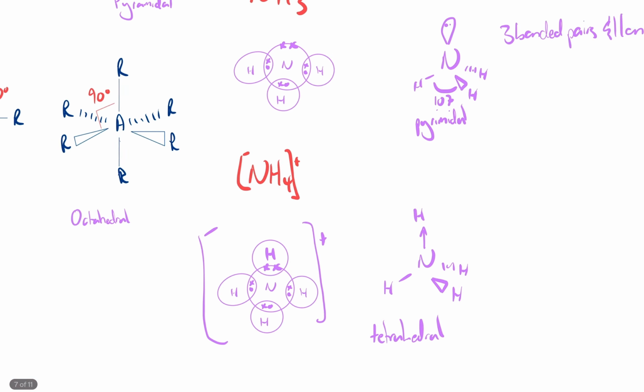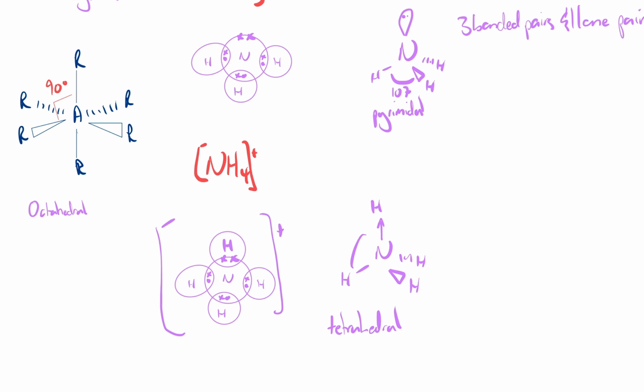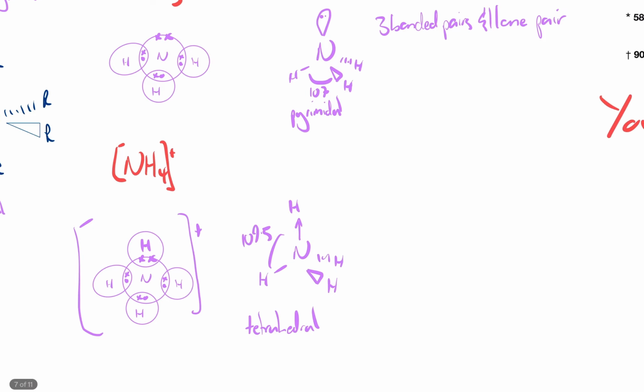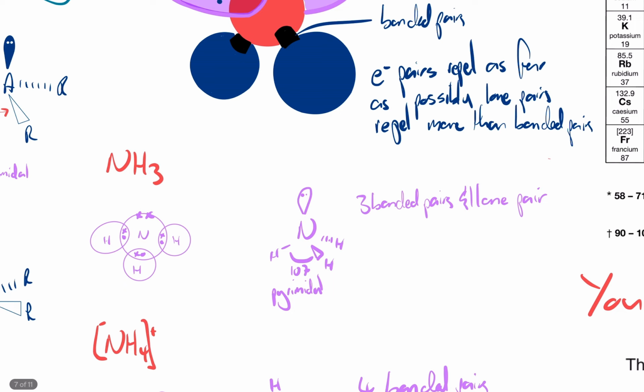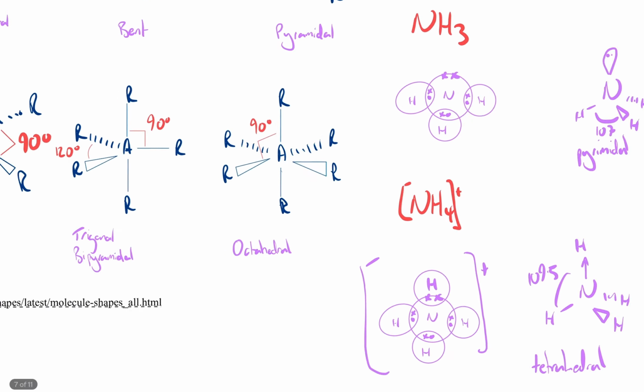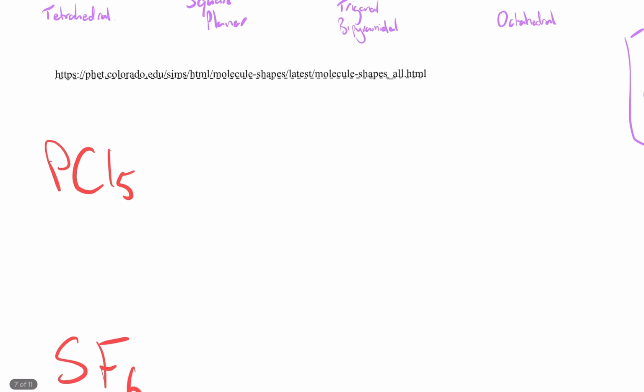And we've got a bond angle of 109.5. And again, this time we say we've got 4 bonded pairs. And then we've got the same line as before. Electron pairs repel as far as possible. Lone pairs repel more than bonded pairs. Okay, now we've got a couple more examples here.